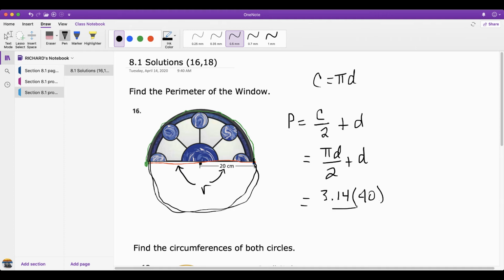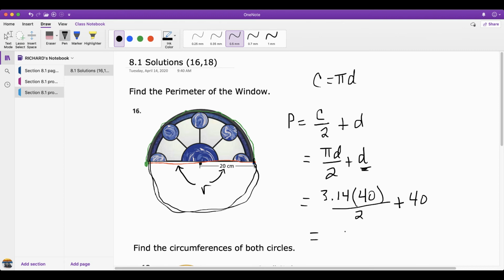And I want to divide that by 2. I made a little mistake here. Let me erase this. And let me put that back in there. So this is 40 divided by 2 plus, and this is where students always seem to forget, I have to add in the diameter, which is 40, not 20.